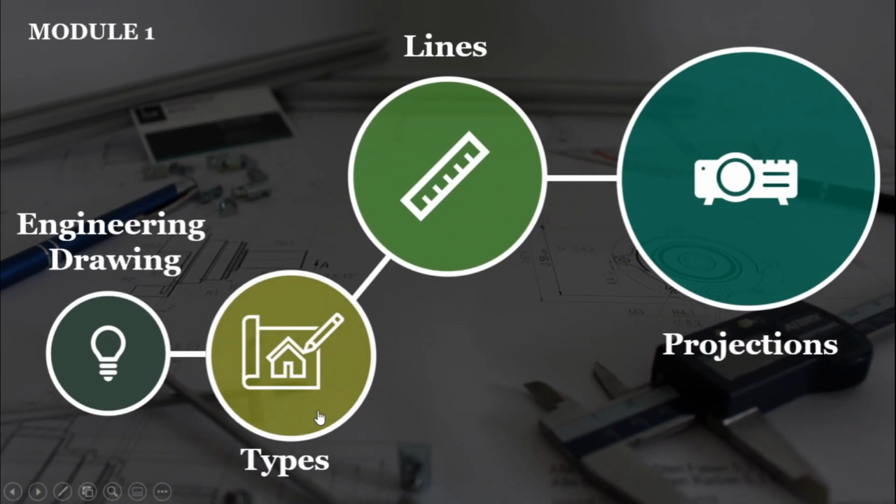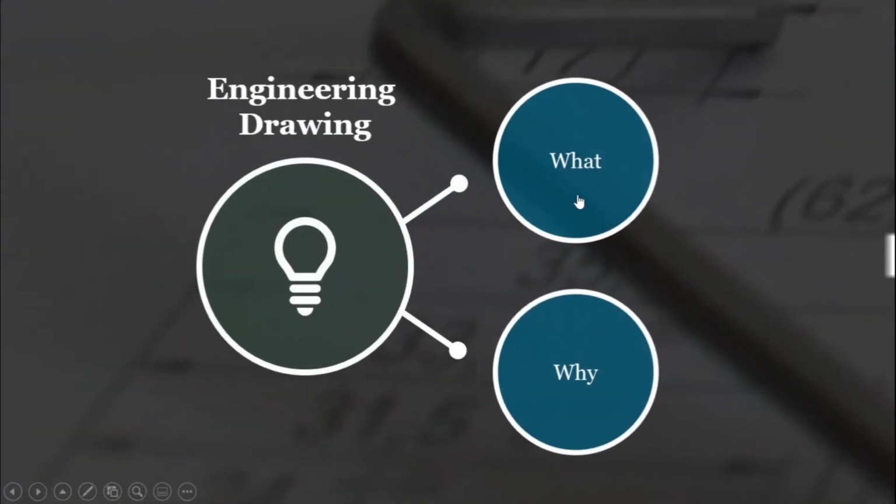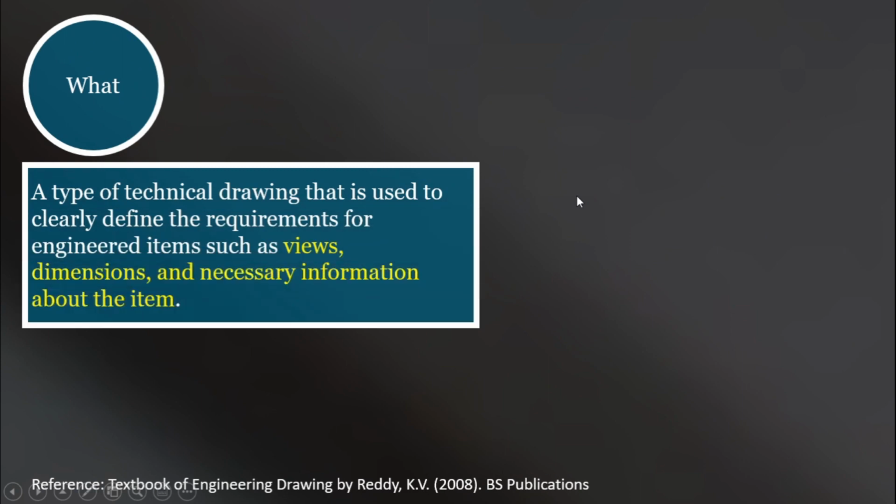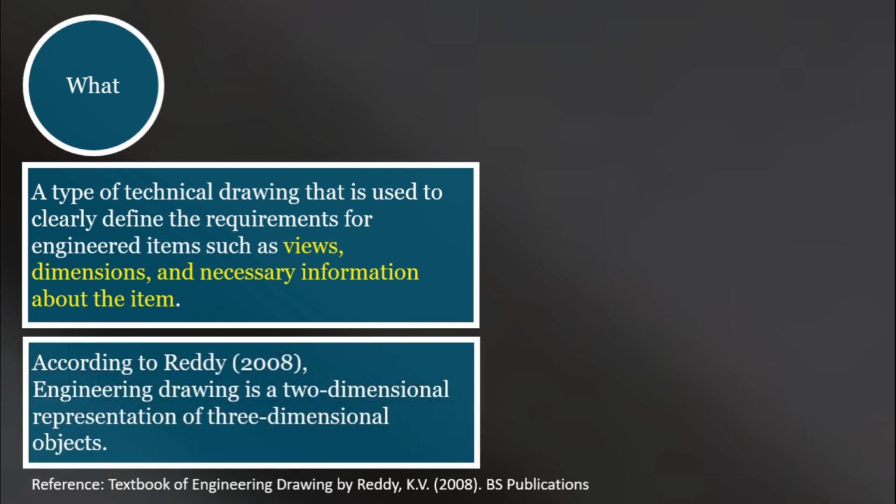As you may have observed, we skipped the first part in this roadmap a while ago. Now, let's go back. What are engineering drawings? Engineering drawing is a type of technical drawing that is used to clearly define the requirements for engineered items, such as views, dimensions, and necessary information about the item. This is connected to the purposes of each type of drawing explained a while ago. On another note, according to Reddy, engineering drawing is a two-dimensional representation of three-dimensional objects.